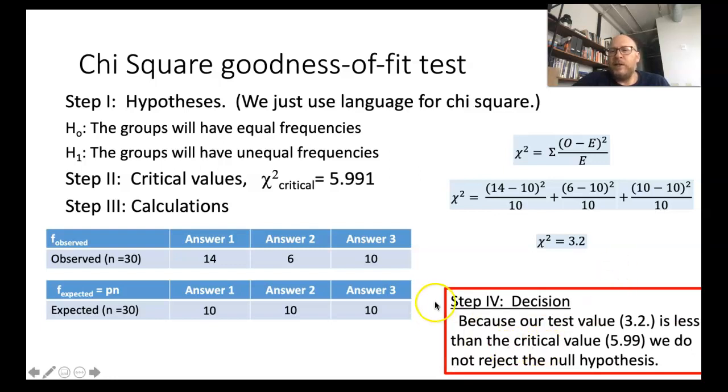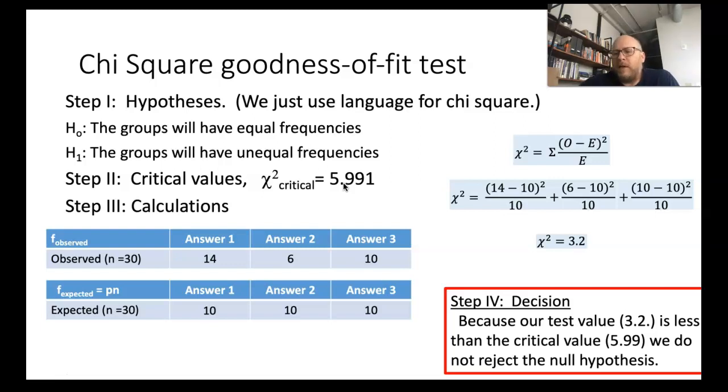And so for my decision, my test value of 3.2 is less than the critical value. So I do not reject the null hypothesis here. So even though it really feels weird to me, and I get mad at Duolingo for being unequal, it's not significant.